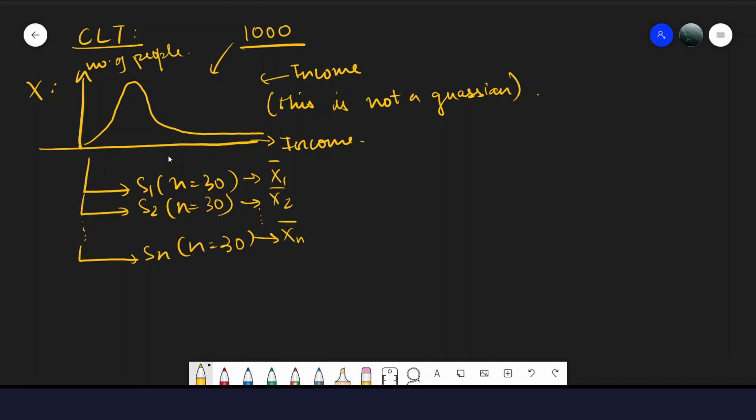All right. So over here, I want to bring your attention to the definition of sampling distribution.